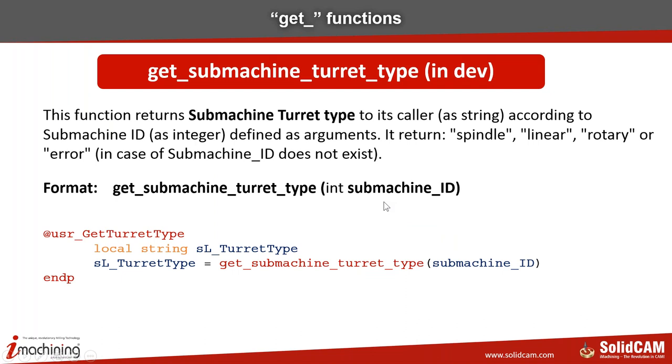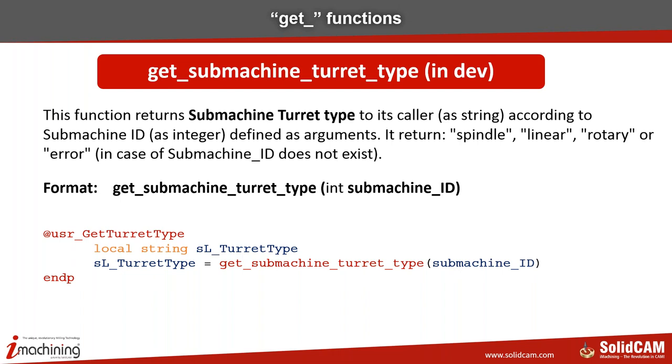Okay, the one that is still in development, so I will not be able to show you an example, but you will probably receive it in the next hot fixes, is the function to get a submachine turret type. As you know, in SolidCAM we support three different types of turrets: spindle, linear, and rotary. And basically, it's a very simple function. You just write get submachine turret type for the specific submachine, and this submachine has a turret that is, for example, a spindle.